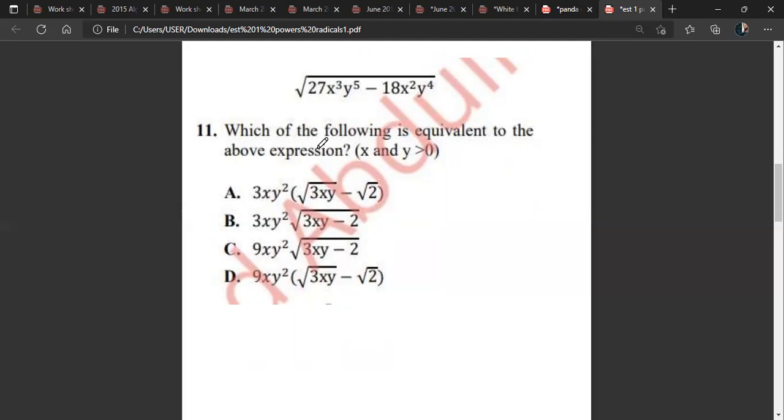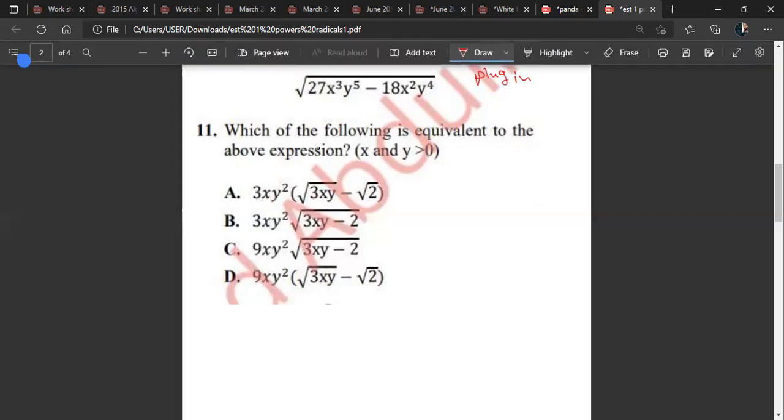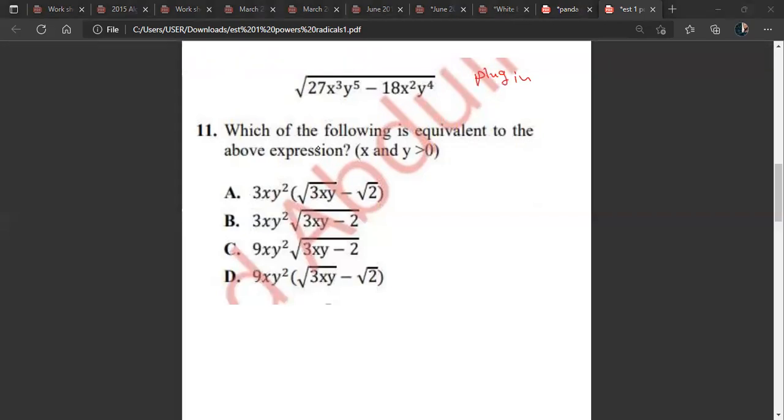Okay, look here. Here we have two strategies, Yasmin. We can use them to solve this question. The first one is plugging in. How does plugging in work? Let's see, let's discover whether this answer is right or not.